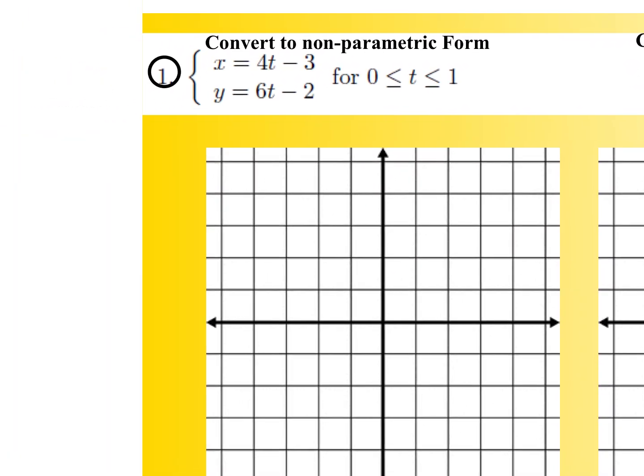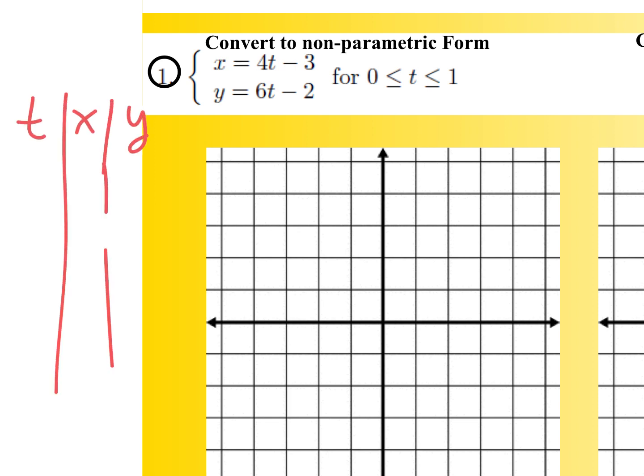All right, do you remember me saying always start with a T, x, y table? Now you do. John, what's the first t I should try? 0. Good. Everybody put in t equals 0, see what you get.